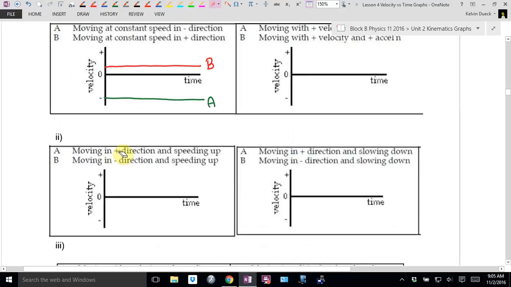Moving in a positive direction, forwards, speeding up. Would that work? Doesn't have to be a curve. Is not the speed increasing? Yes?